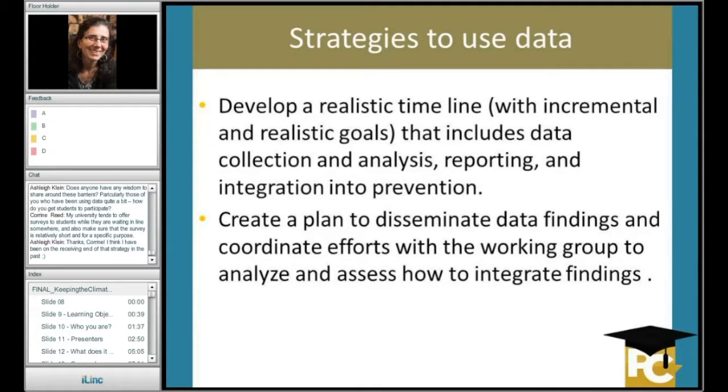Many of you talked about time, and so I think developing a realistic timeline with incremental and realistic goals that includes data collection, analysis, reporting, and integration into prevention is key. For those of you that feel crunched for time, or that the process of collecting the data, or at least interpreting the data and finally integrating it into prevention, is going to take a year, what are the benchmarks along the way that will help mark your team moving forward? Create a plan to disseminate data findings and coordinate efforts with the working group to analyze and assess how to integrate findings.